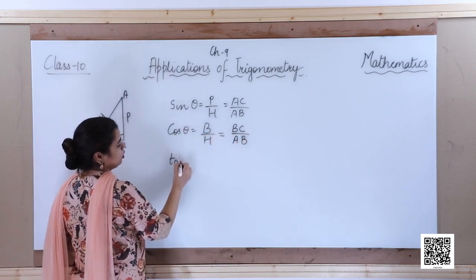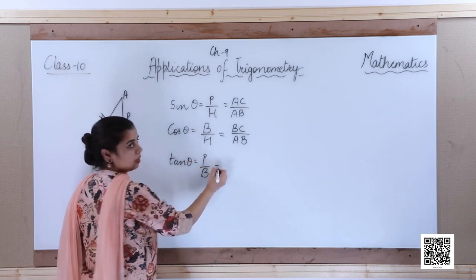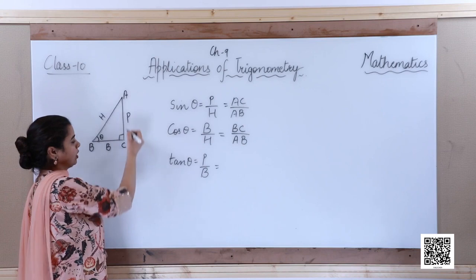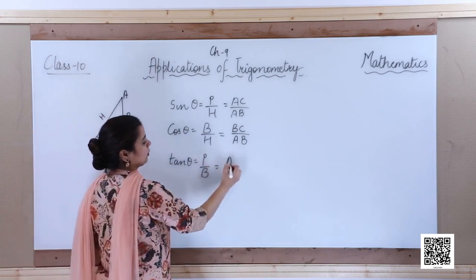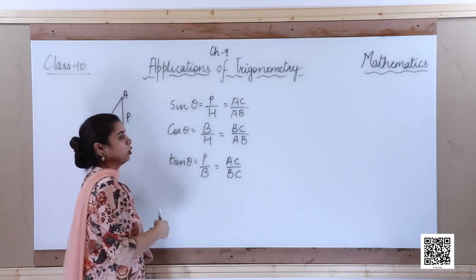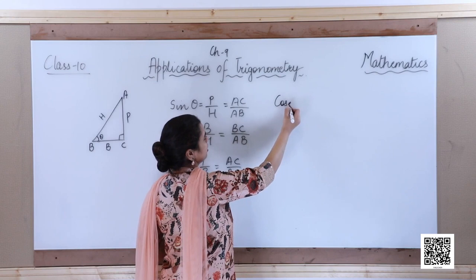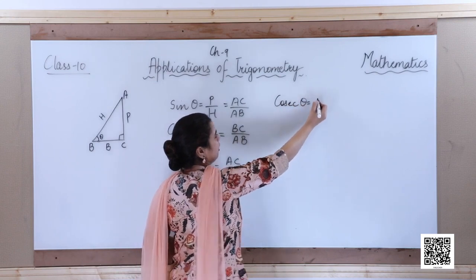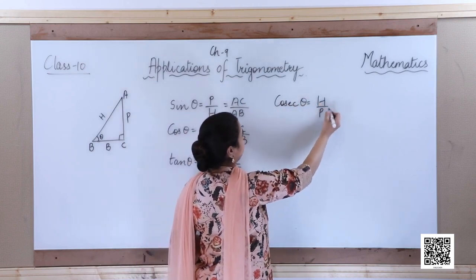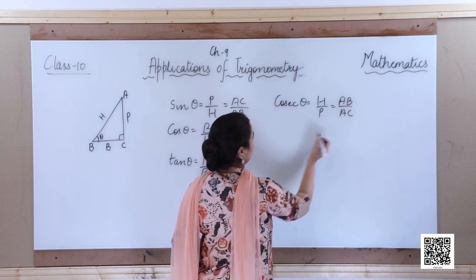Tan theta is equal to, as you have already done, perpendicular upon base. So AC upon BC. Now we have three more trigonometric ratios. Inverse of sin theta is cosecant theta, which is defined as hypotenuse upon perpendicular, and we can write it as AB upon AC.